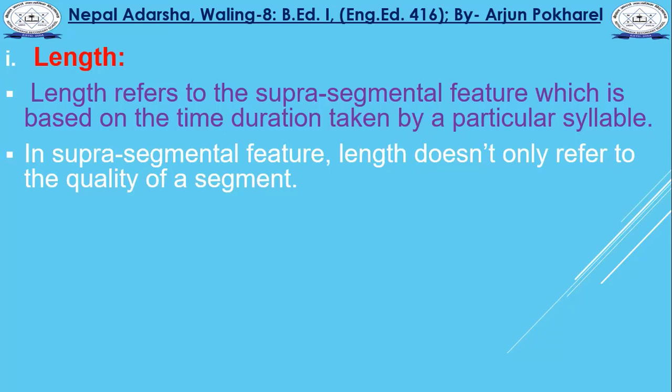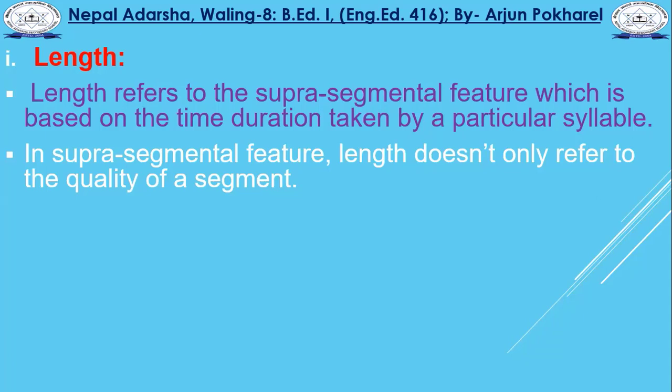Of a single sound. A single sound is a segment: ba is a segment, a is a segment, e is a segment. These are different segmental sounds that we can segment, that we can make apart. That's why here it doesn't refer to the quality of a segment. Here, suprasegmental features refer to the quality of the syllable, not of a particular segment.